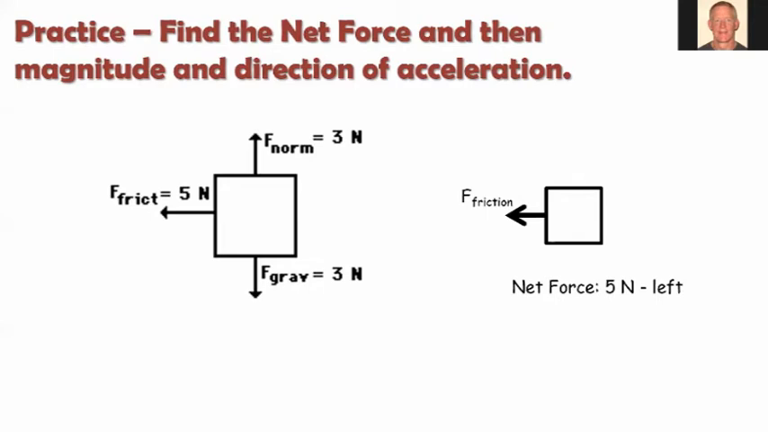All right, now let's figure out the acceleration. We know since we have a net force, we will have an acceleration, but we need to know the mass. In order to find the acceleration, we have to know the mass. Now, we're not given the mass directly here, but we can find it out. So let's rearrange this equation. If we wanted to solve for the mass, we would need to know the force and the acceleration.